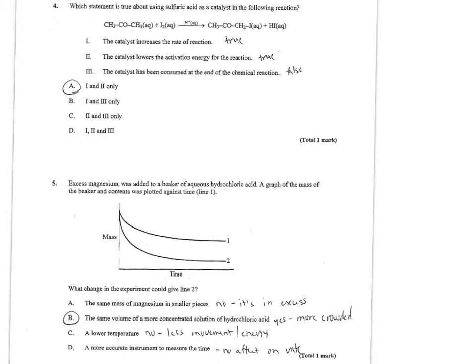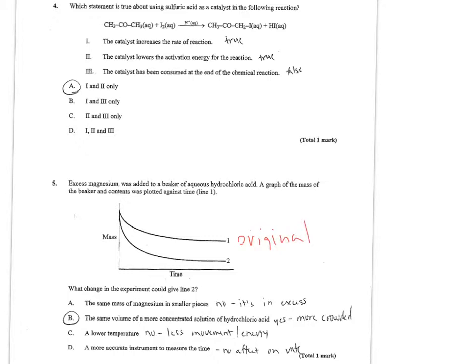Number 5, excess magnesium was added to a beaker of aqueous hydrochloric acid. A graph of the mass of the beaker and contents was plotted. So here's the original on 1 here. Just going to make a note that this is the original. What experiment could give line 2?